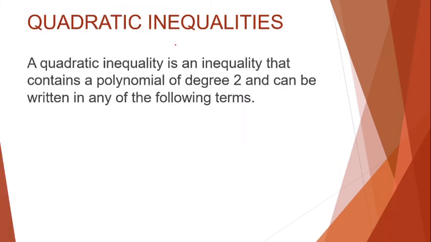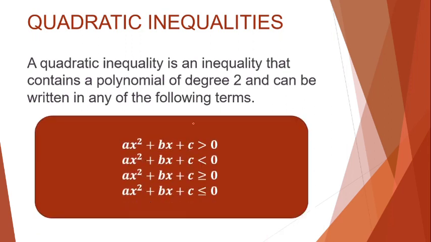A quadratic inequality is an inequality that contains a polynomial of degree 2 that can be written in any of the following forms. Meaning, inequalities that are not equal to 0. Maybe greater than 0, less than 0, greater than or equal to 0, or less than or equal to 0. These are the 4 kinds of inequalities.